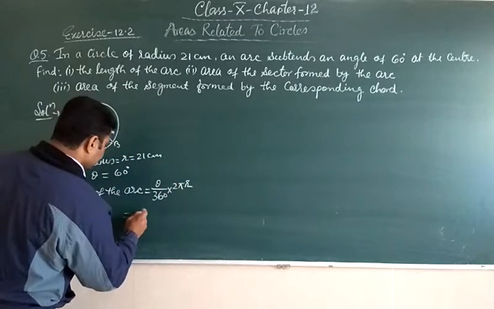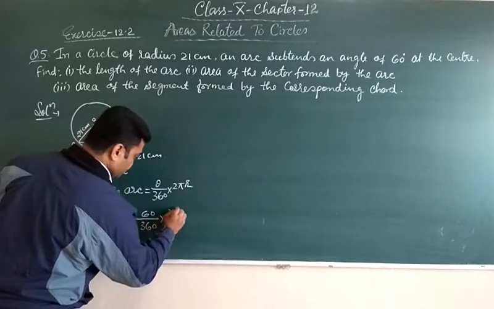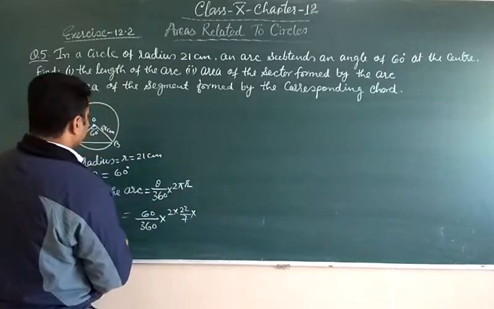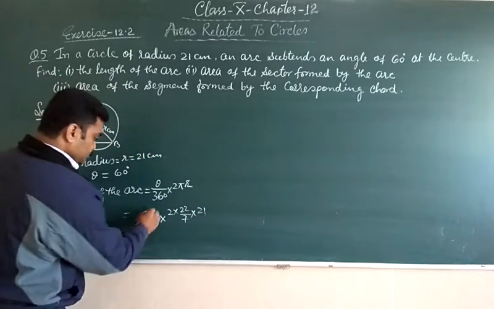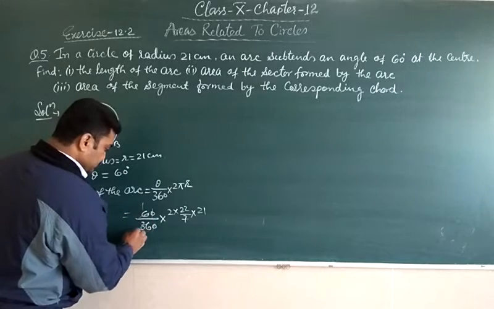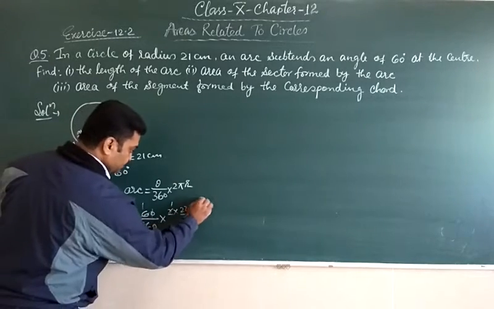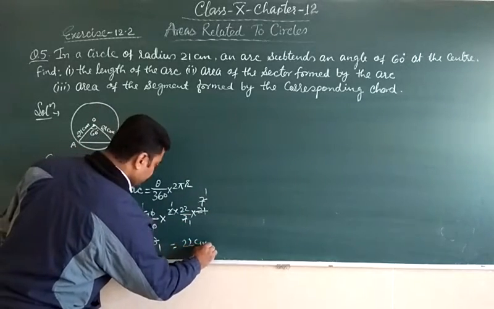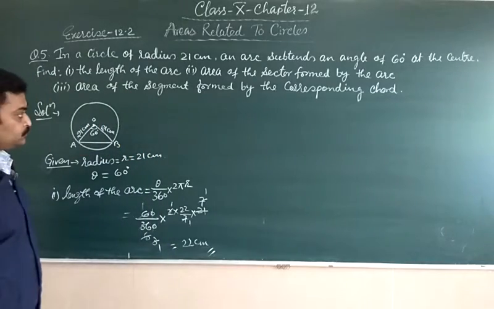So theta, that is 60 upon 360 into 2 into 22 upon 7 into r, that is 21. Clear? So 0 0 cancel, 6 1 6, 6 6 36, 2 1 2, 2 3 6, 3 1 3, 3 7 21, 7 1 7, 7 1 7, that is 22 centimeter is the length of the arc.